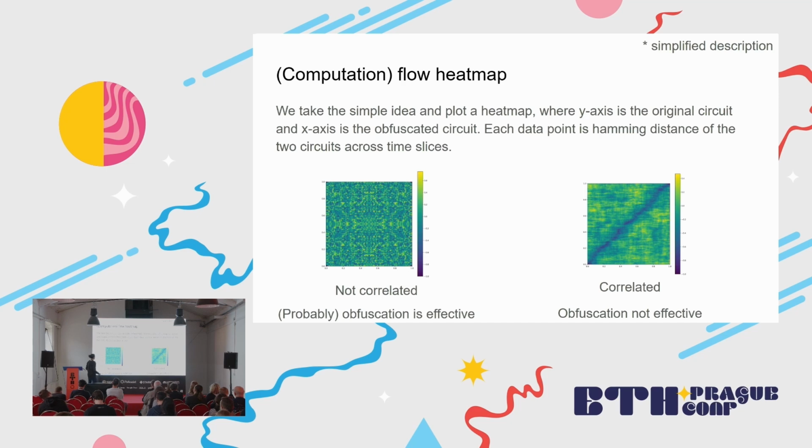So what you should observe in the heat map, if the circuits are not correlatable, is something like this. But if they're correlatable, you should see a straight line. You see a very definite straight line when they're correlatable.